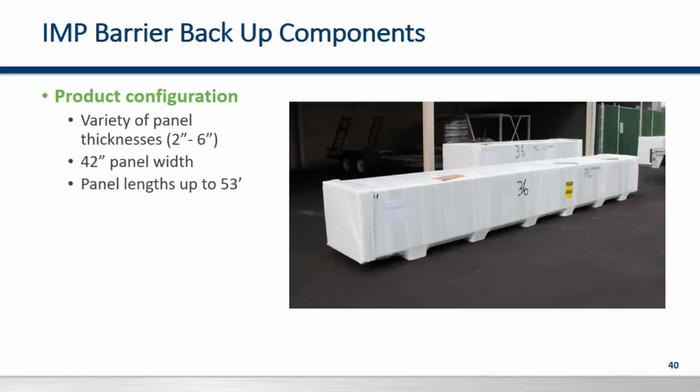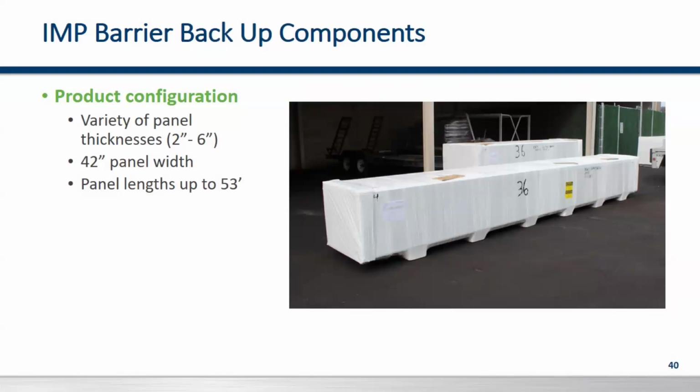Panels are typically available from 2 to 6 inches. Like I said, boosting R values up to an R8 per inch there. So very thermally efficient. Panels are typically 3.5 feet wide, and panels can run up to 53 feet. Some manufacturers can actually produce the panels longer, but trucking considerations need to be taken into account.